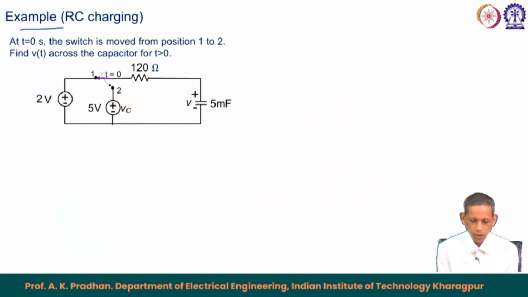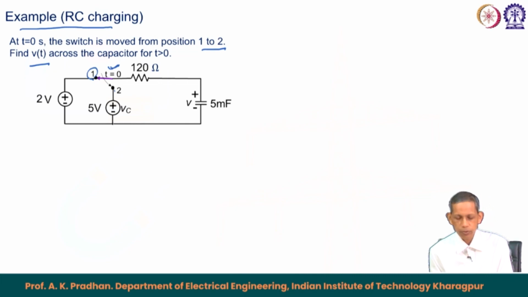So let us see an example of how we can apply this perspective. At t equals 0, the switch is moved from position 1 to 2. Find V t across the capacitor for t greater than 0. See the circuit: at t equals 0, the switch is moved from position 1 to position 2. That is the circuit. Earlier it was in position 1, and now it is moved to 2.